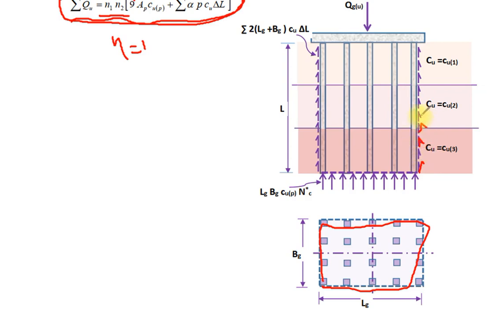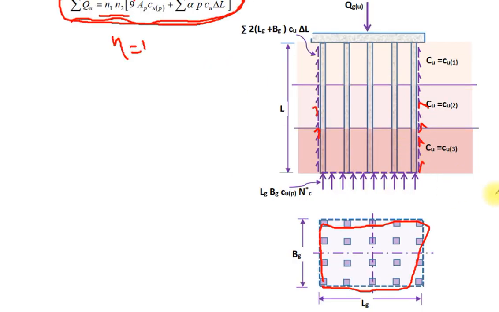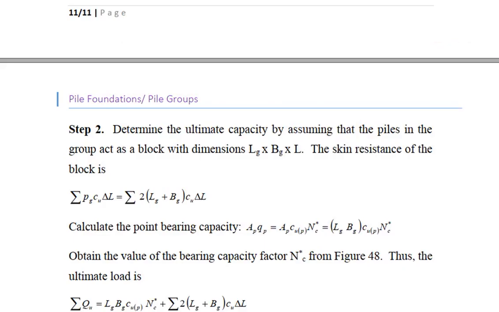This is the shear, which means that the perimeter is not for one pile, it is for a block of piles. With respect to point resistance, also, it is not the area of the pile section, it is the area of the block of piles. This is the difference between the two failure criteria.